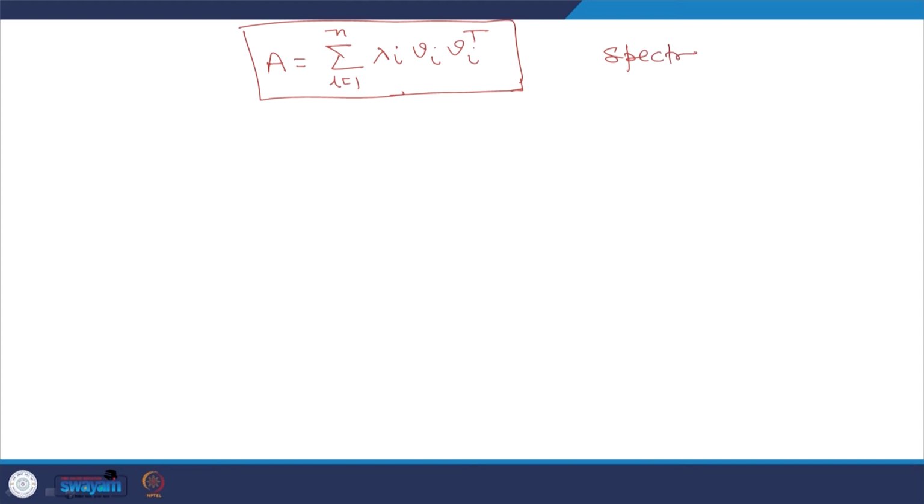So, I have A equals the summation i equals 1 to n of lambda i Vi Vi transpose. Such a decomposition of A into a sum of n rank 1 matrices is called the spectral decomposition of A.